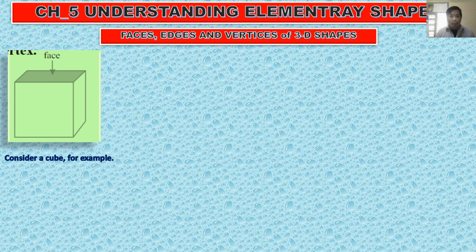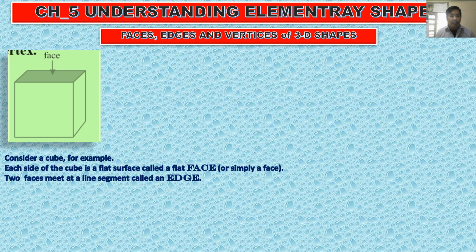Then let us see what is the face, what is the edge, and what are the vertices, or we can say vertex. Okay, if it's single it is called vertex, and in plural it is called vertices. So let us see what is a face here. For example, in the cube, here you see that diagram. In this diagram, you can see where the face is, isn't it? Each side of the cube is flat and called a flat face, or simply a face. The flat surfaces, the flat parts of the cube, are called faces only. Okay, clear.